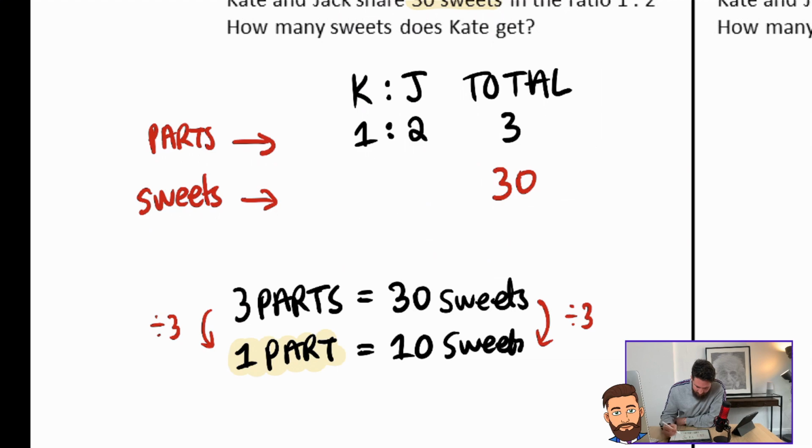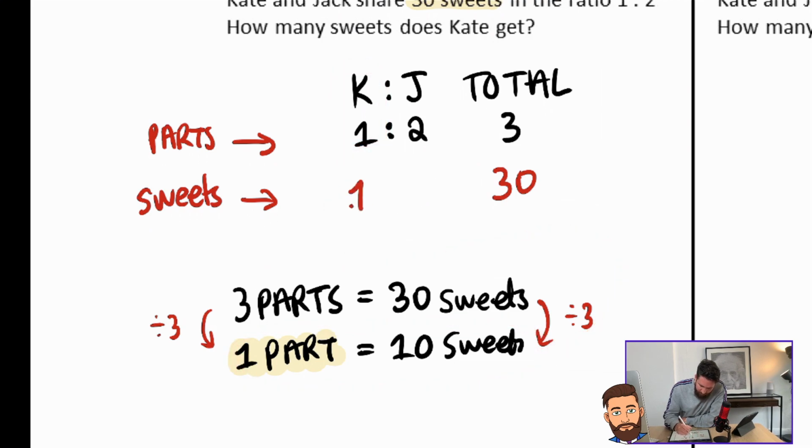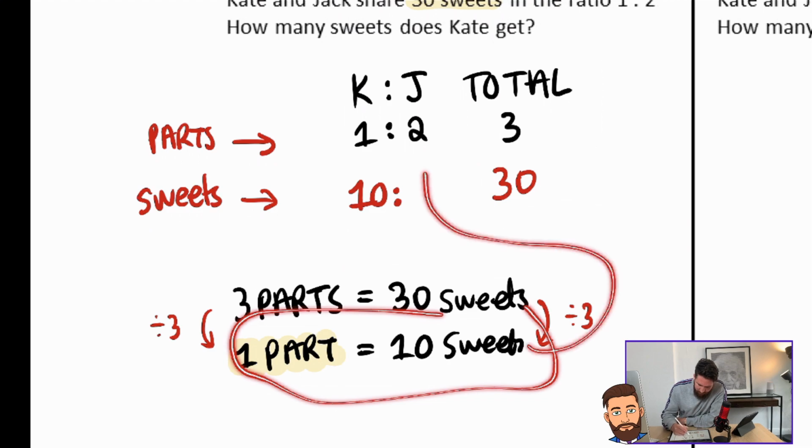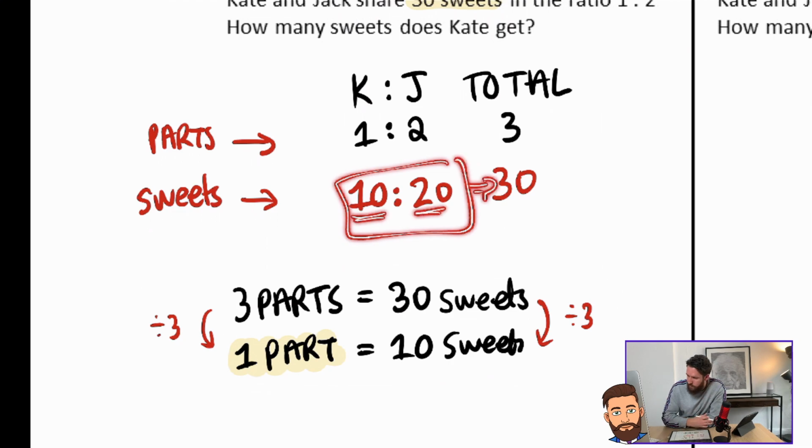If 1 part is 10 sweets, this question is now very easy. Kate is getting 1 part, so she must be getting 10 sweets. Jack is getting 2 parts. Well, if 1 part is 10, what would 2 parts be? 20. And as you can see here, because we've laid our ratio out nice and clear, this makes sense. 10 and 20 equals 30.